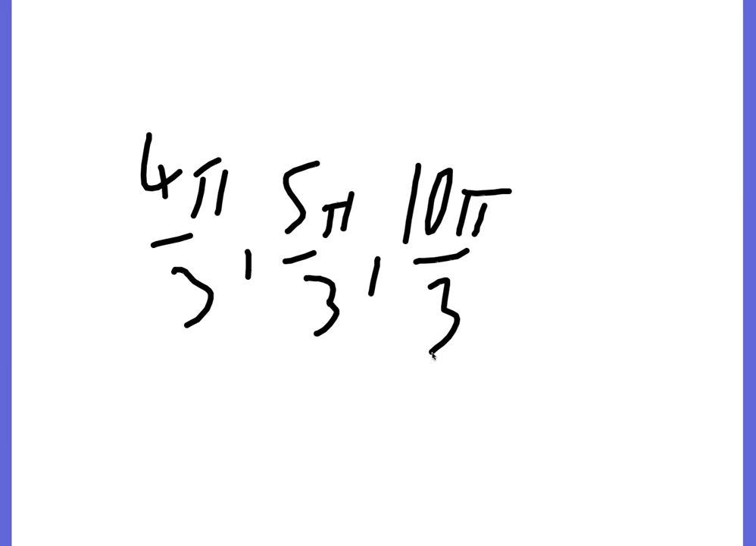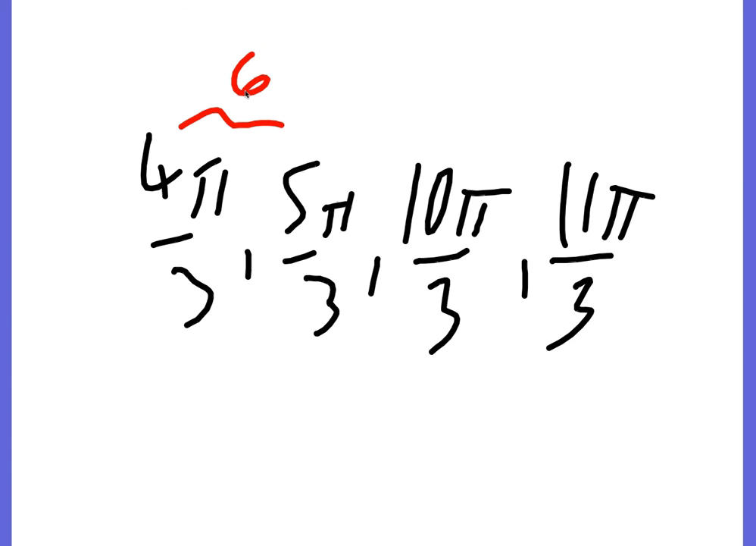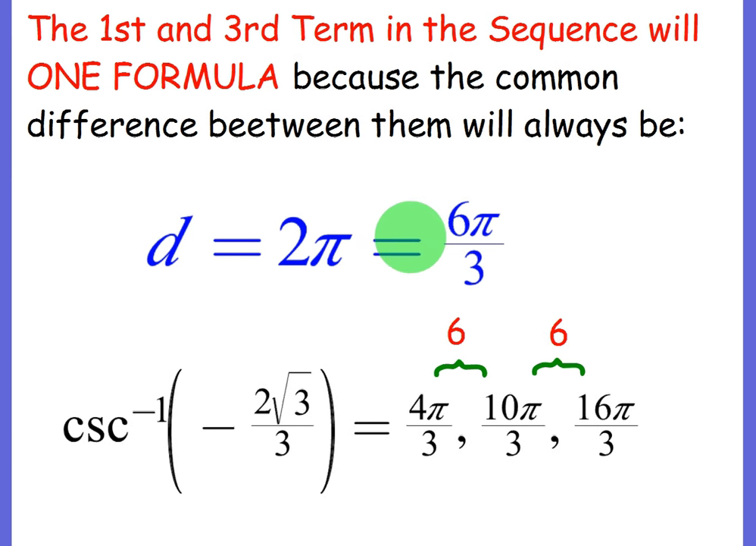So here's what we're talking about. The sequence will go 4 pi over 3, 5 pi over 3, 10 pi over 3, 11 pi over 3. So once again, the common difference changes. It goes from 1 to 5 and back to 1 again. It doesn't work. So we have to have two formulas like we did for the last example.